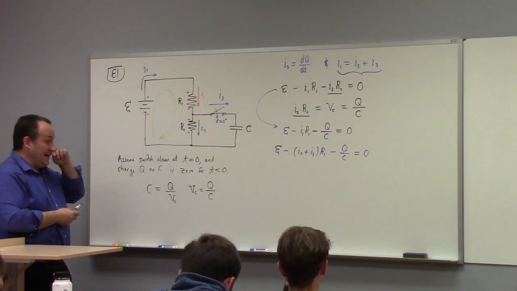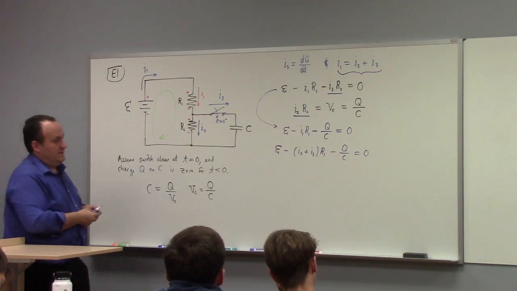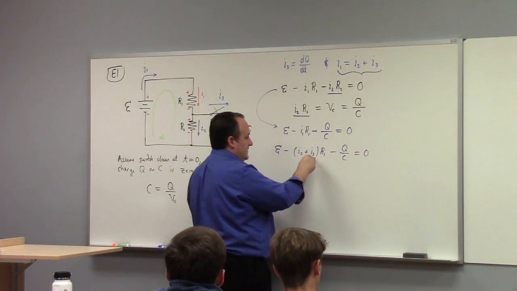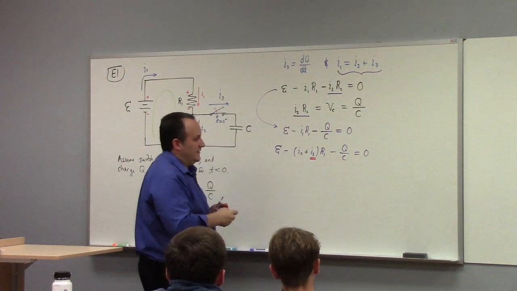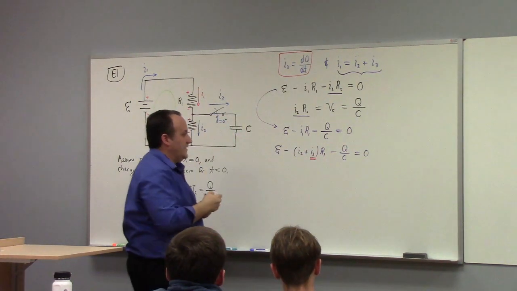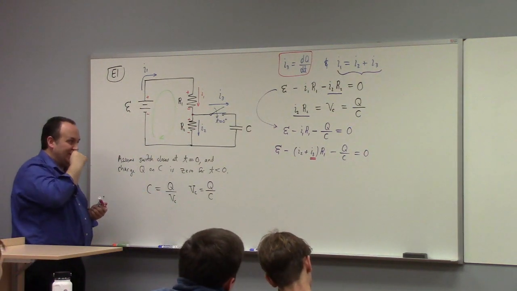Now I know that I3 is dq dt, so that's what I want to keep. I like this because I know that I3 is dq dt. I'm trying to eliminate everything except for I3 and q because those are both part of the same story.